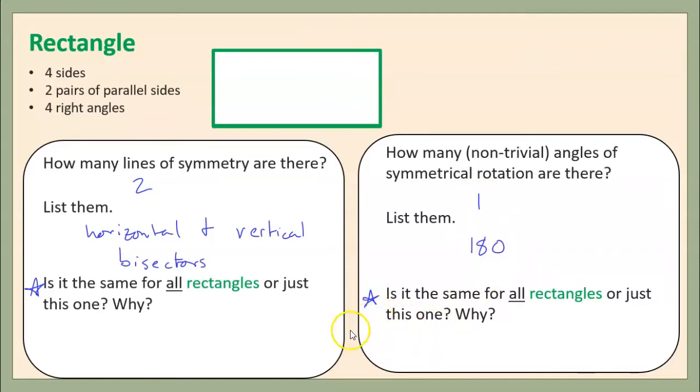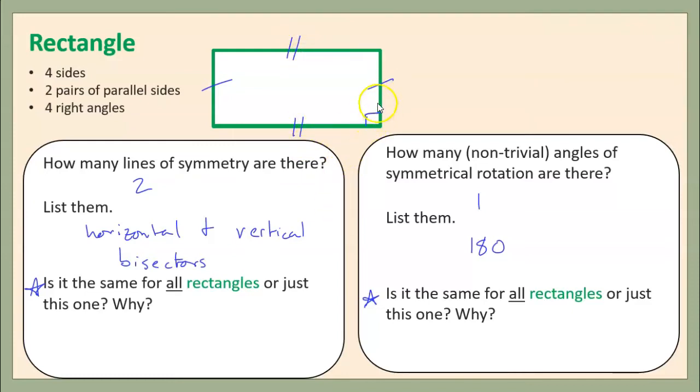So now, are these lines of symmetry the same for all rectangles, or just this one? Same with the angles of rotation. Are they the same, or are there exceptions? Well, let's reason this. These sides have to be the same length because it's a parallelogram, and these sides have to be the same length. These are symbols we use for congruence. One tick mark means these are congruent to each other, same length. Two tick marks means these are the same length as each other, but not the same as this one.